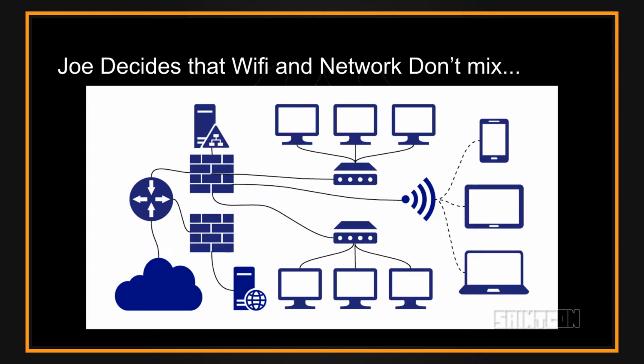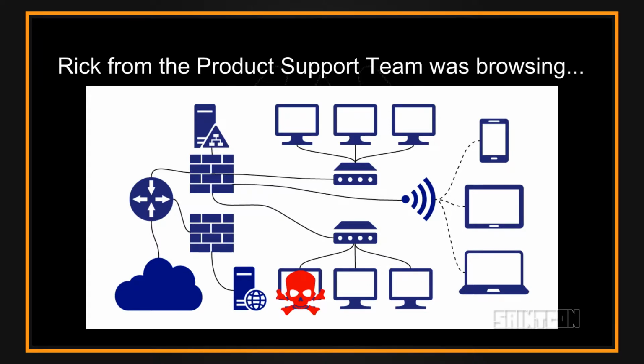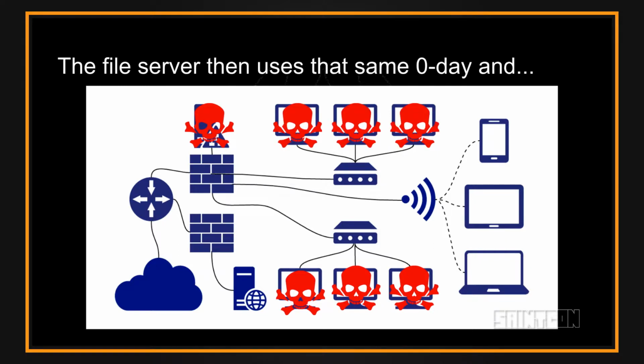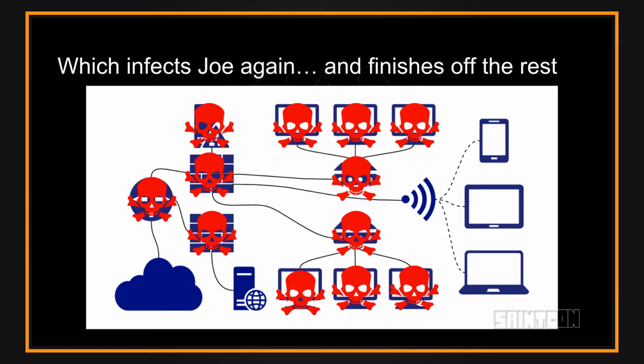All right. So the next thing that happens is Rick from product support team was browsing, and you'd think that Rick would learn from Sue, but unfortunately, no, they're browsing on the internet, and suddenly they're infected. And then Rick's computer uses a Windows 10, 7, and 2016 0-day, and suddenly now we've infected a bunch more things. And then the file server uses that same 0-day and infects a few more devices, which infects Joe again and finishes off the rest of the network.